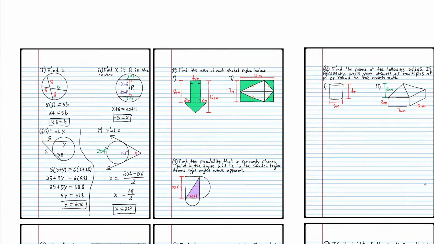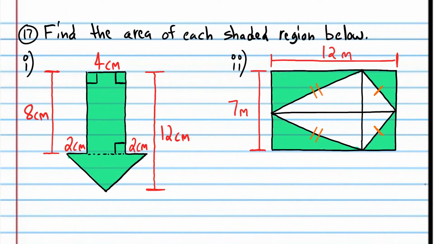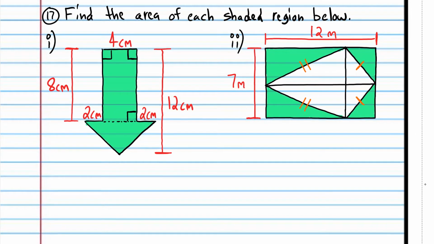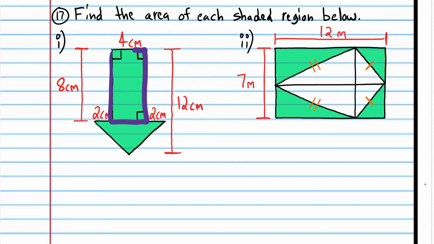On to number 17. Find the area of each shaded region below. Attempt part 1 of 17, and when you come back, we'll do it together. Okay, we're back. So we have two shapes here. We have a rectangle, this rectangle here, and we have a triangle. So we need to do some detective work.